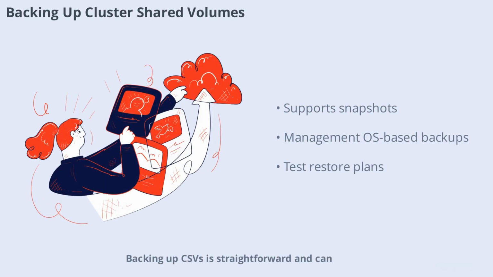Backing up CSVs is straightforward and can be done using Microsoft or third-party backup applications. Volume-level backups can be run from any node, and both software and hardware snapshots are supported. For clusters with multiple VMs, management OS-based backups are recommended. Always review your backup application's capabilities and limitations, and ensure you have a tested restore plan. Proper backups are essential for disaster recovery and data integrity.